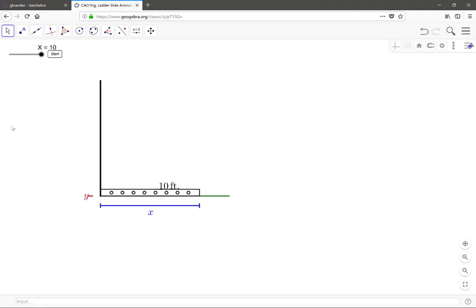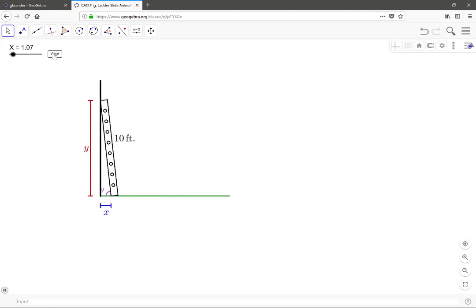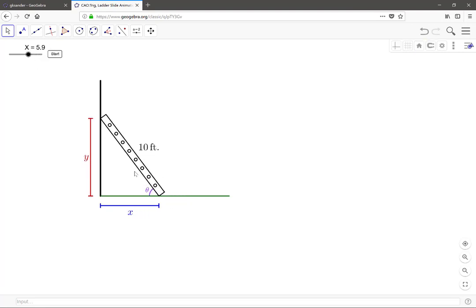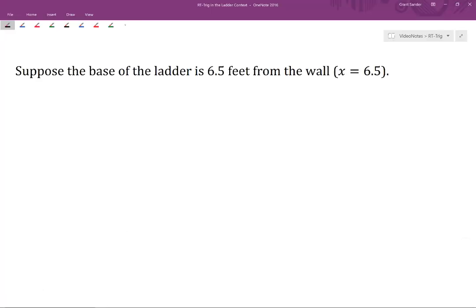We're going to let x represent the distance between the wall and the base of the ladder in feet, and y will represent the height of the top of the ladder above the ground in feet. We'll play this one more time. The base of the ladder is pulled away from the wall. We have x and y representing certain distances, and we'll also let theta represent the measure of this interior angle down here in radians. So let's suppose the base of the ladder is 6.5 feet away from the wall. Let's see what we can say about this situation.